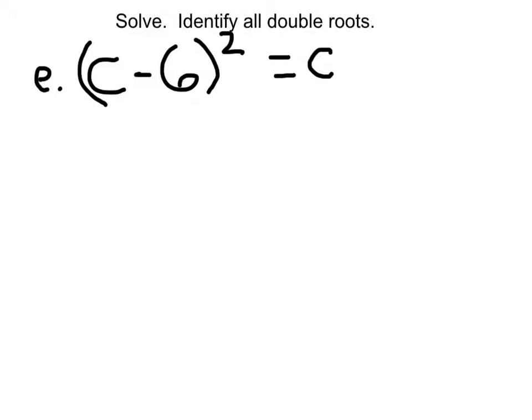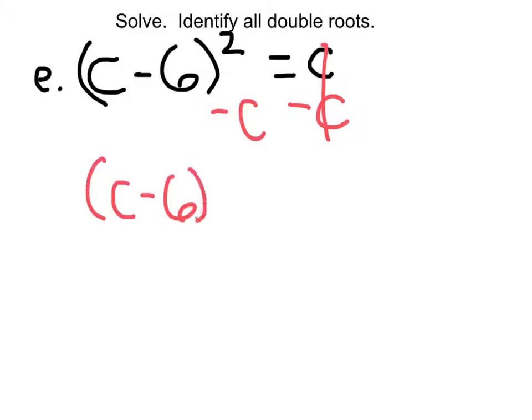Alright, on the next one here, it's going to be very similar to the last one. Okay, I need to get one side set equal to 0, so I'm going to subtract c. It's gone, that side's 0, and subtract c. Now I have (c minus 6) squared minus c equals 0.